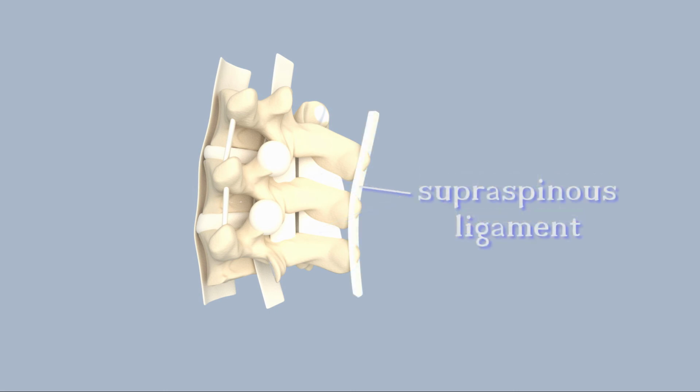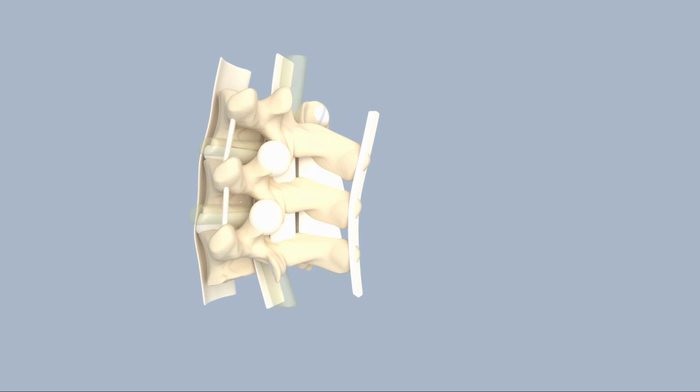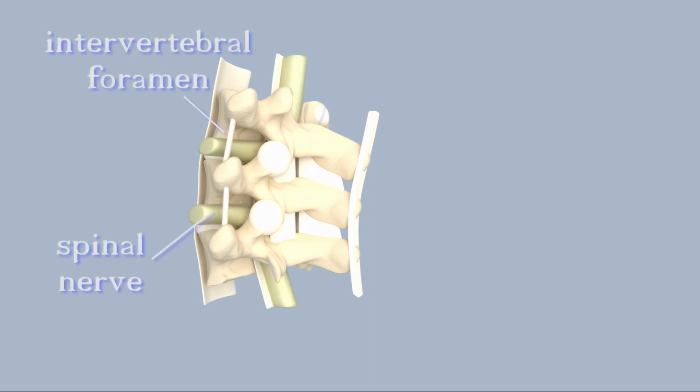The notches above and below the pedicles form spaces for the spinal nerves to leave the spinal cord and branch out to the body. These spaces are known as the intervertebral foramen.